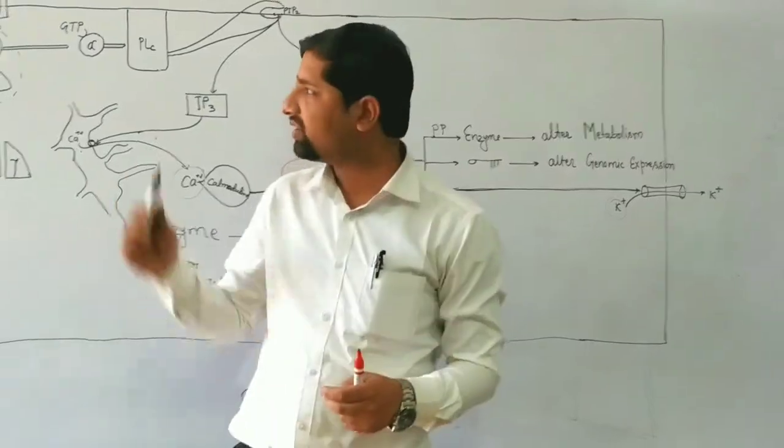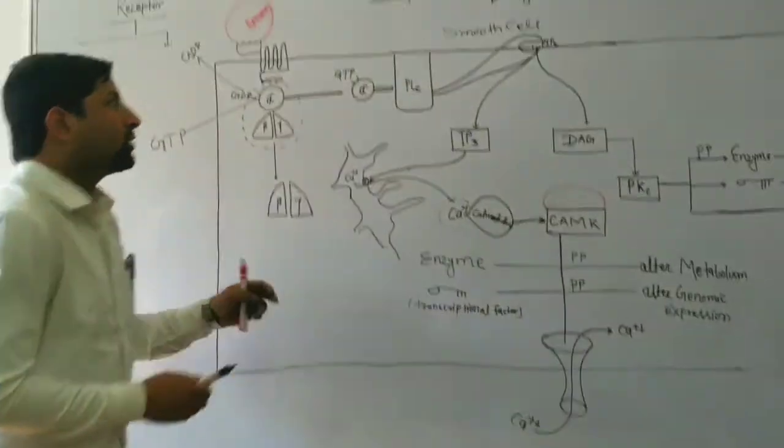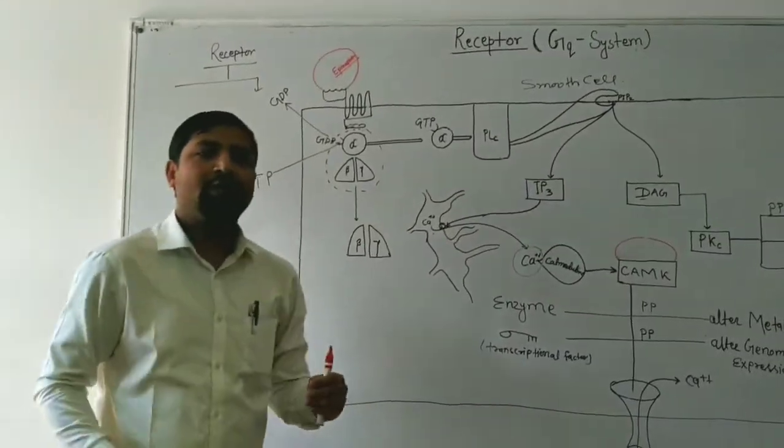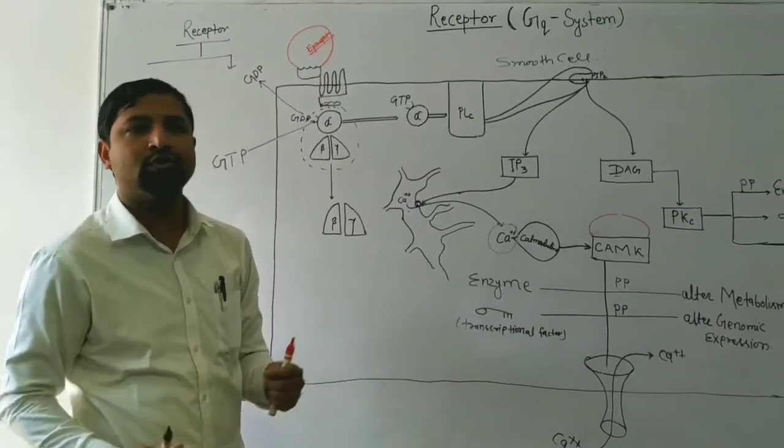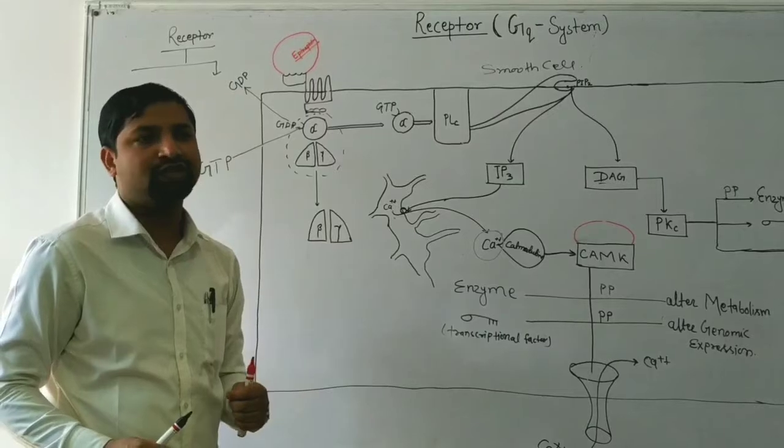Now I am repeating all these things. So today I talk about the GQ system. What is the GQ system? Another name of the GQ system is the IP3-DAG pathway.